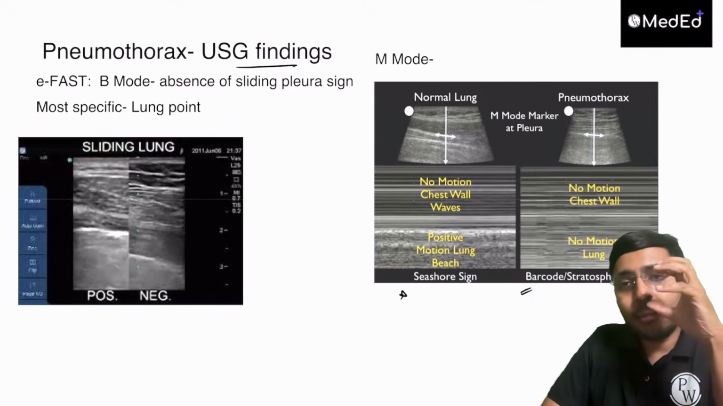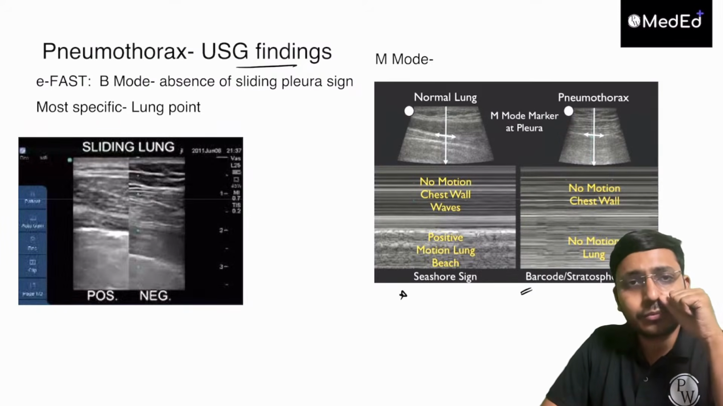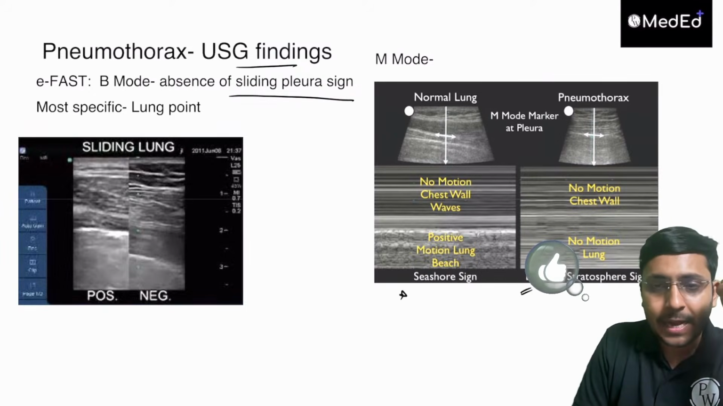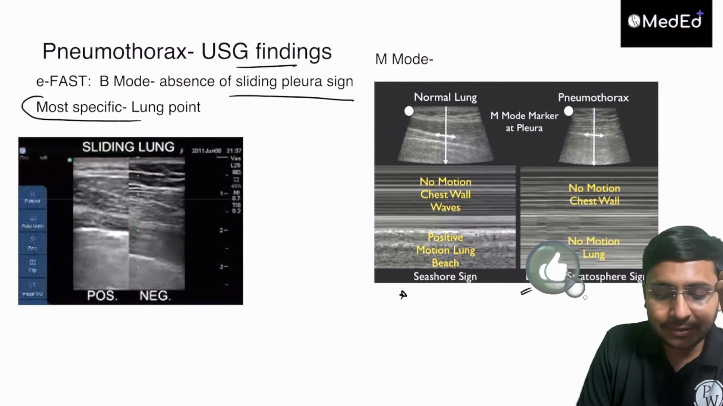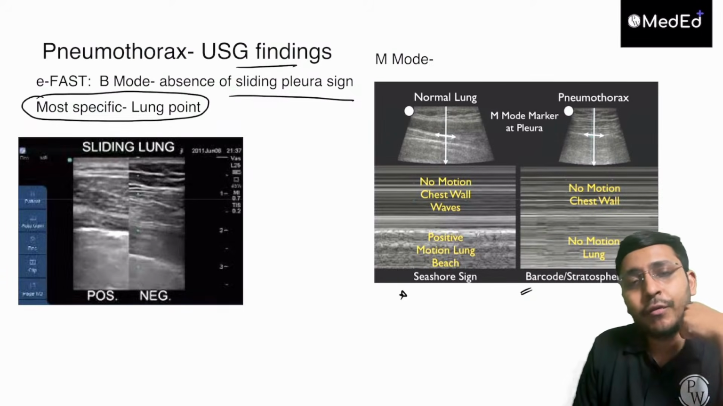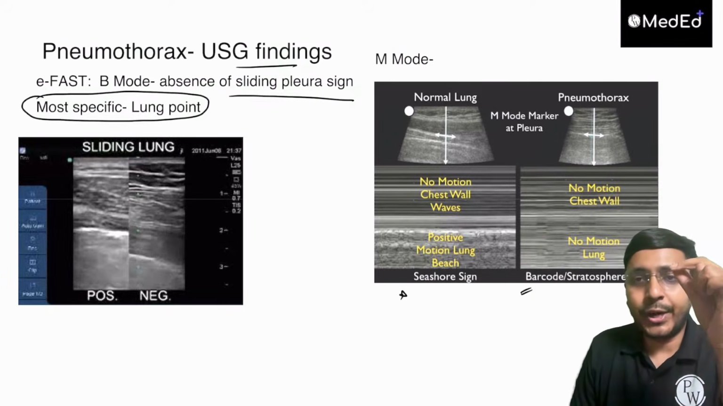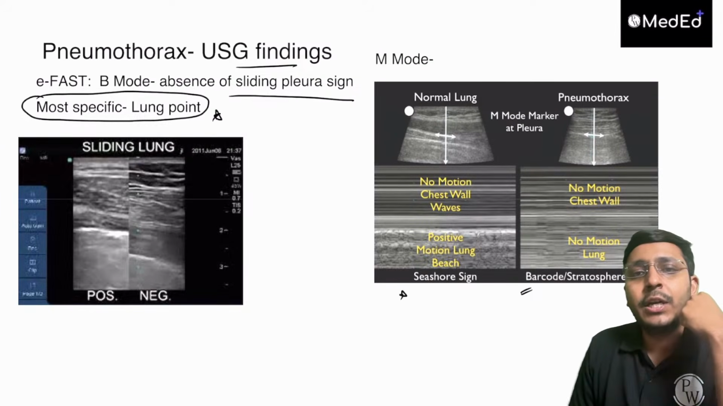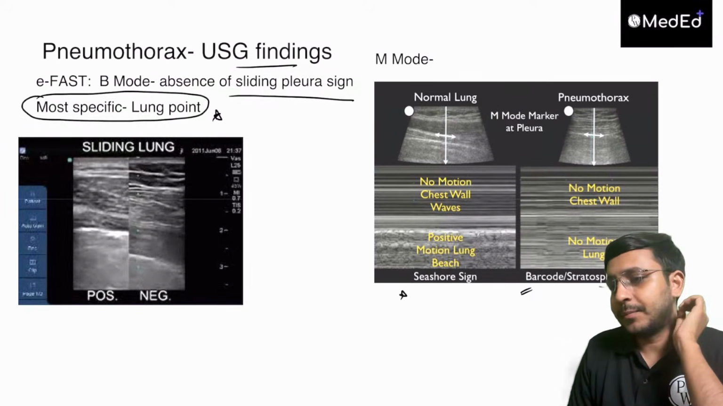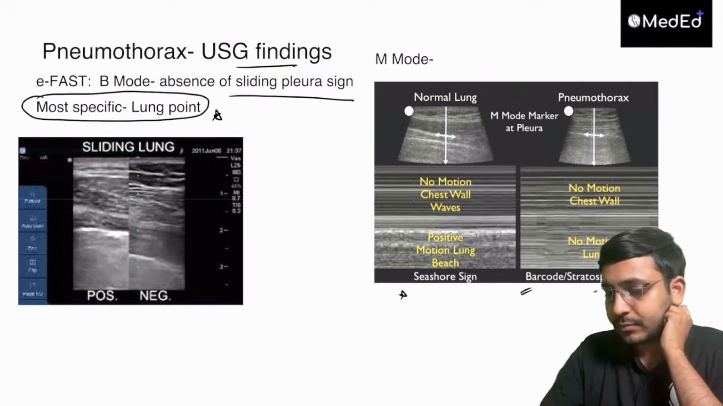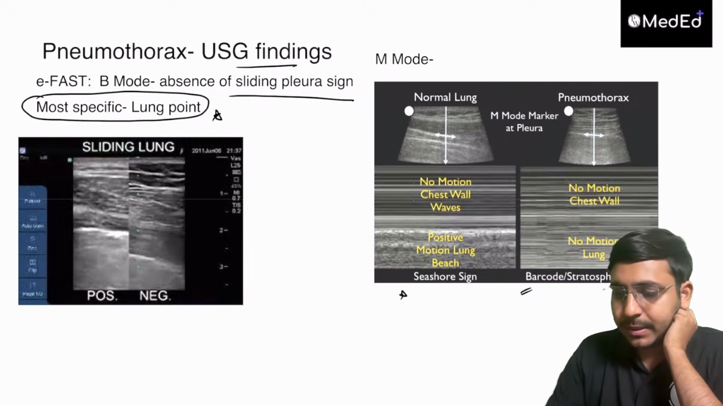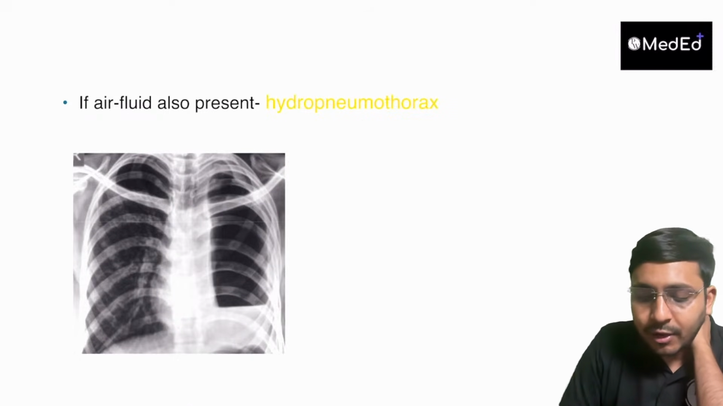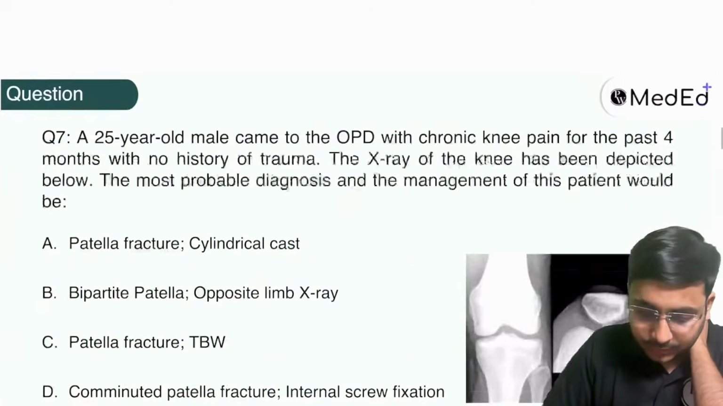But on B mode, normal B mode ultrasound, what are the signs? So you see absence of lung sliding sign, and if you're asked about the most specific sign of pneumothorax, it is lung point. So remember, this is a very important point. Most specific sign of pneumothorax is lung point. Right, Arpit? Most specific is lung point. Of air fluid level, all of us know hydropneumothorax.